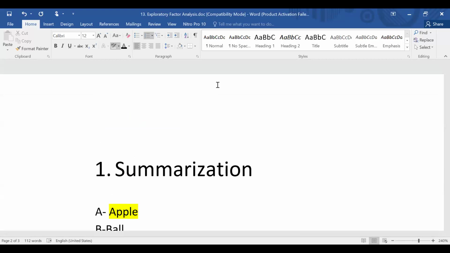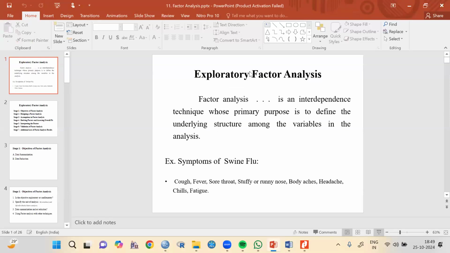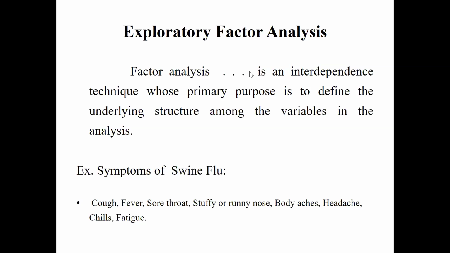So in a factor analysis, we take large number of items and identify the latent phenomena. So what is the definition of the exploratory factor analysis? Now you can see. Factor analysis is an interdependence technique. It means we are not going to test the hypothesis. Our purpose is data reduction and summarization or creating groups.